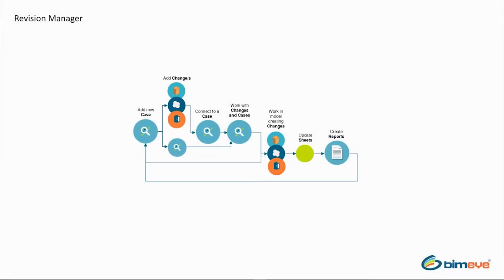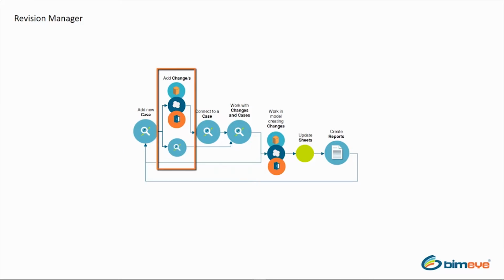Hello. In this film, I'll be showing you how to work with changes in the Revision Manager app in BIMeye. Start by creating a case in BIMeye. The case can be a revision or some other type. I can then link different kinds of changes to this case.